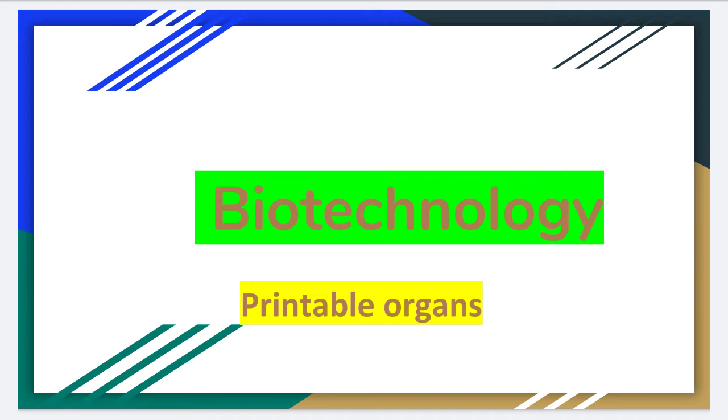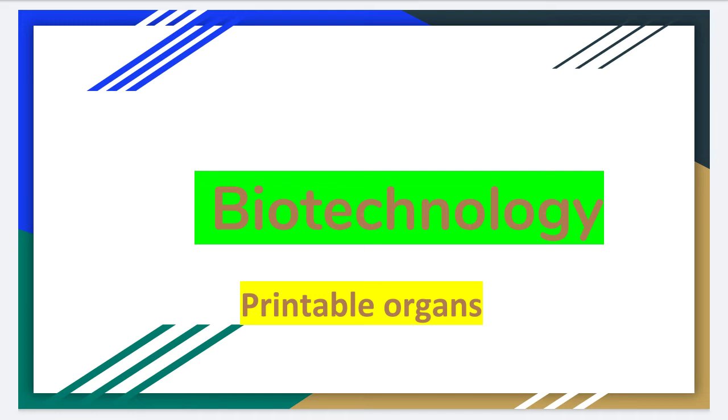So we definitely need a technology in which we can print or manufacture an organ, because in the modern era we require organs. As we know, a lot of accidents happen, and a lot of diseases destroy our organs. So we have printable organs. It can be defined in two parts: first is printable, and second is organs. In this technology we print organs.